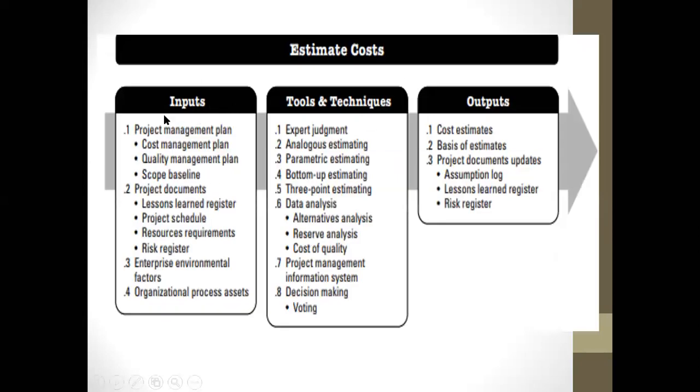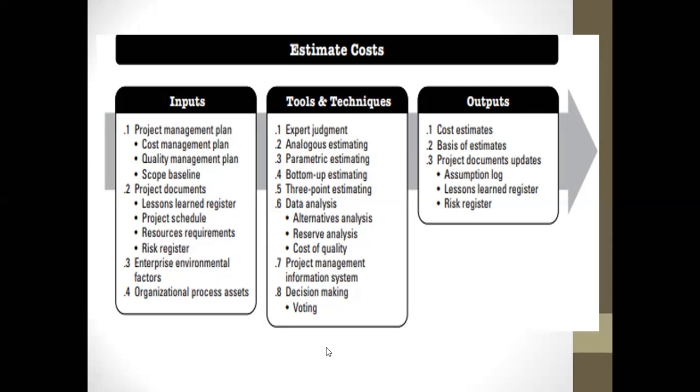The inputs for estimating project costs: we'll have the project management plan, where we'll have the project cost management, the project quality management, and the project scope baseline, okay? Then, secondly, the project documents. Under the project documents, we'll have the lessons learned register, the project schedule, the resource requirements, and the risk register. Then we'll have the enterprise environmental factors and the organizational process assets.